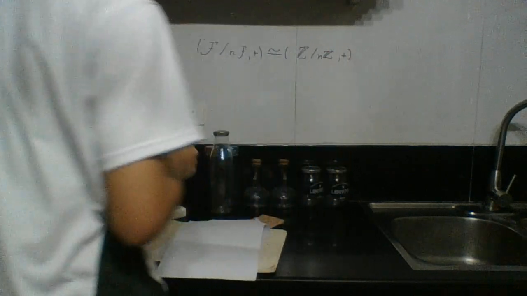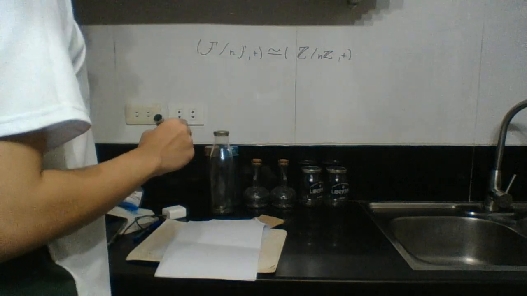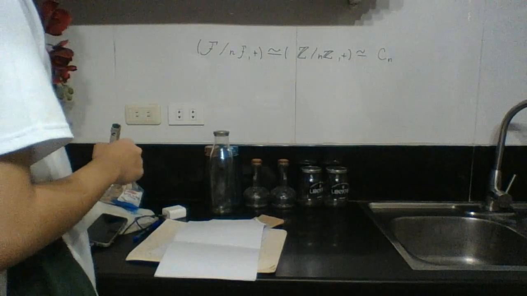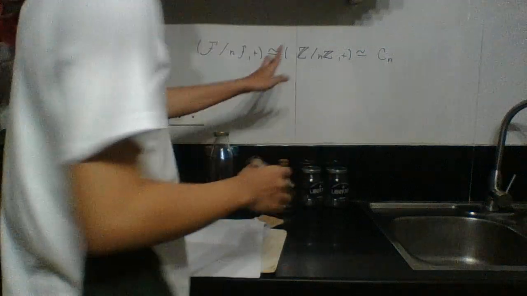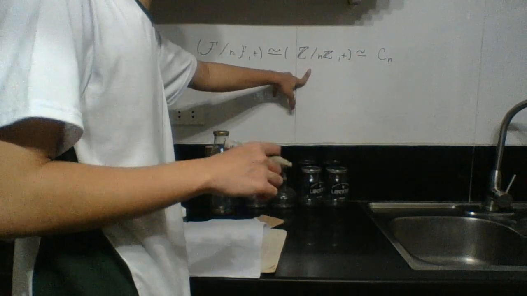With the additive group of Z_n, which is isomorphic to the cyclic group C_n, the cyclic group of order n. Actually, it's the other way around. It's the cyclic group of order n that is isomorphic to the additive group of the integers modulo n.